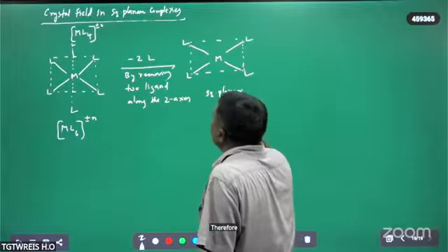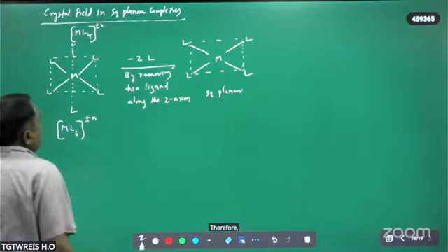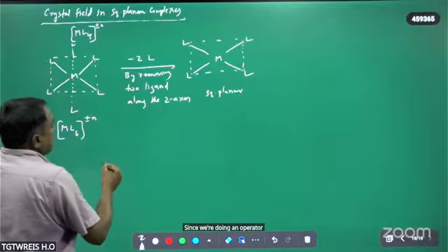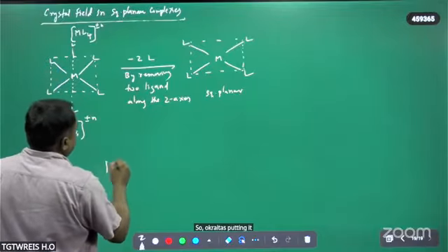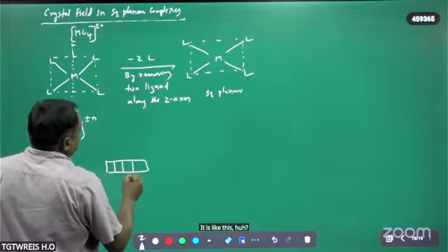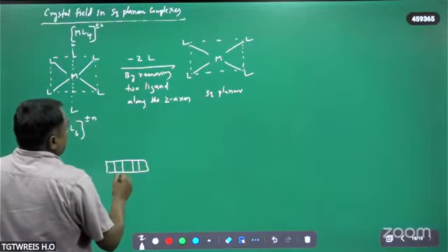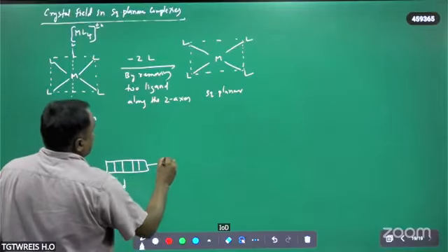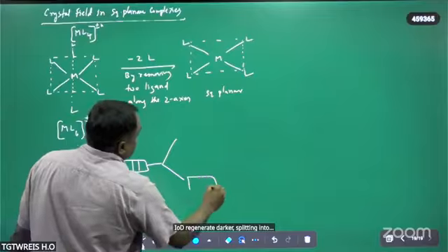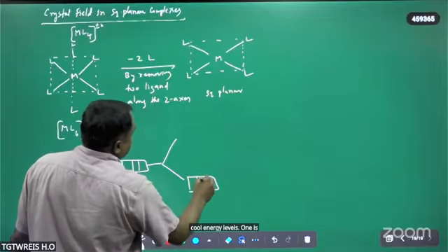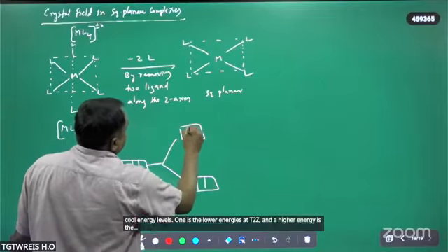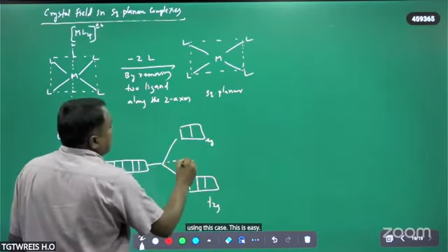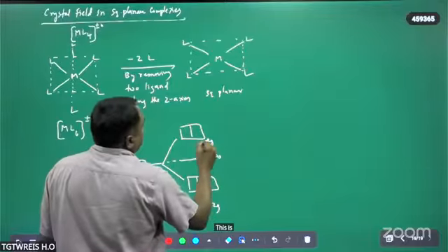Therefore, what will be the crystal field splitting in octahedral? Octahedral crystal field splitting is like this. The 5 degenerate d orbitals split into 2 energy levels. One is the lower energy, the t2g, and the higher energy is the eg in this case. This is the t2g, this is eg. This is the delta naught.